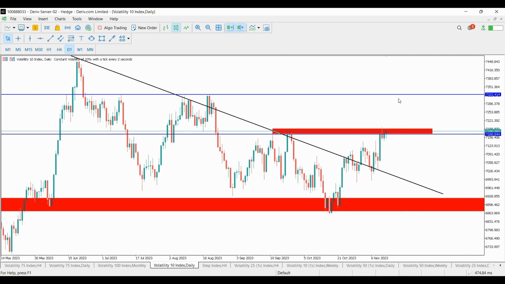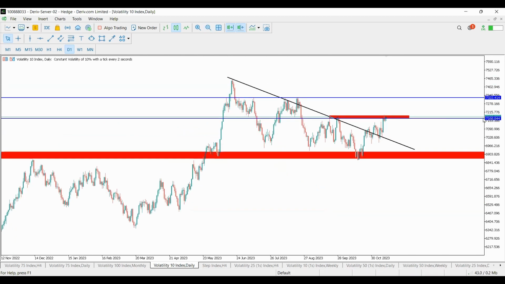Remember, this is a daily time frame, so the distance may look small, but it's a very big distance, and also we have a good number of pips here. Now, let's go to the aspect that I want to show you.